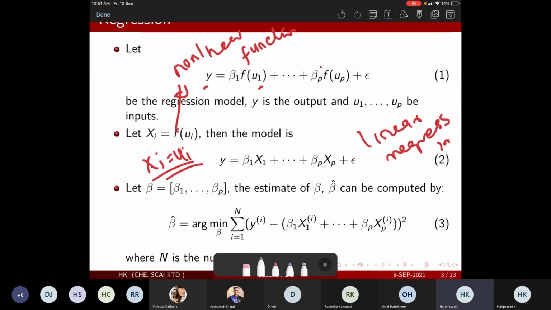Okay, so what are you going to do here? You are trying to model y as a function of a series of inputs, and this uncertainty term, which is the disturbance.